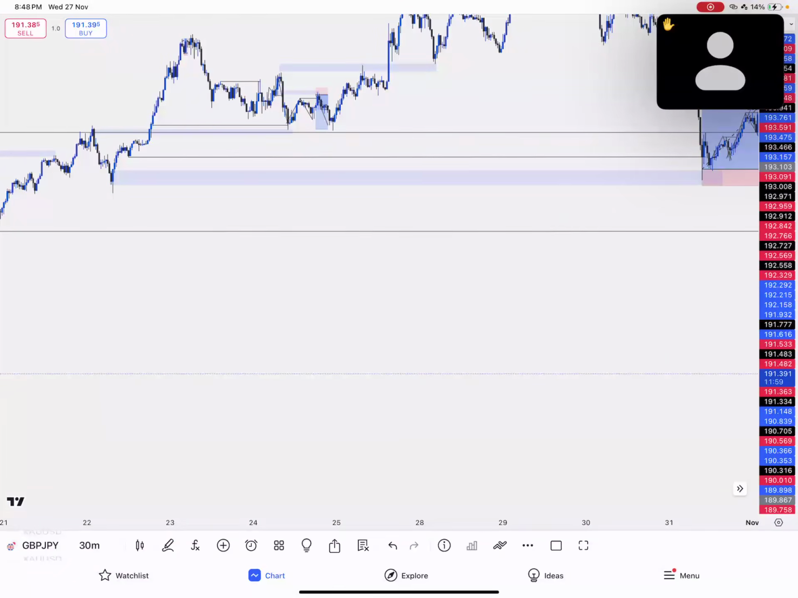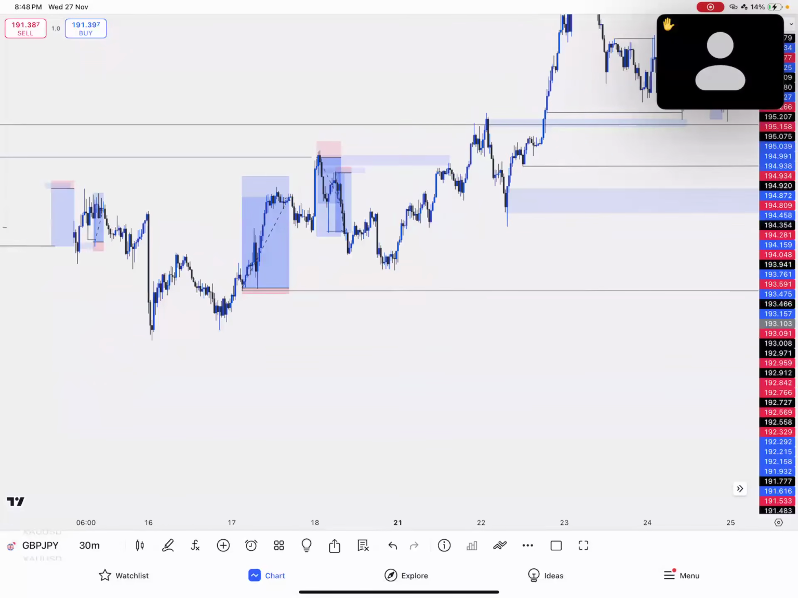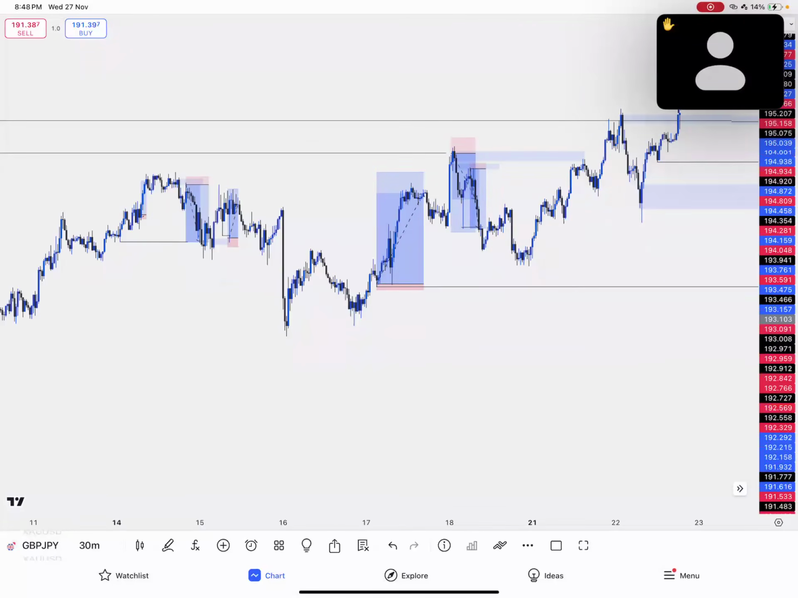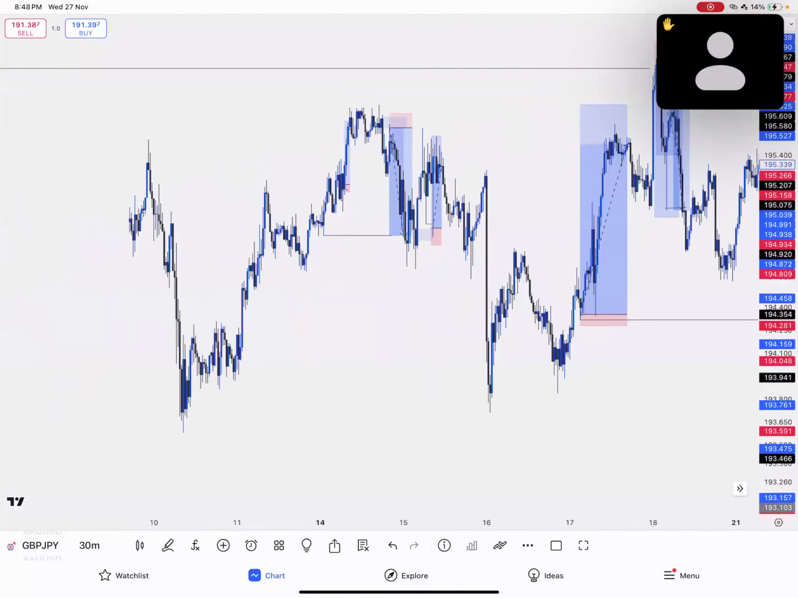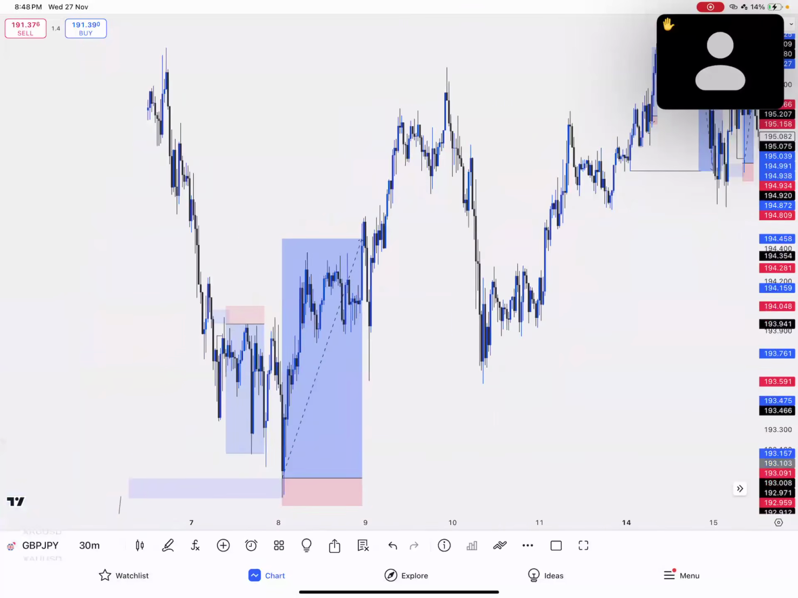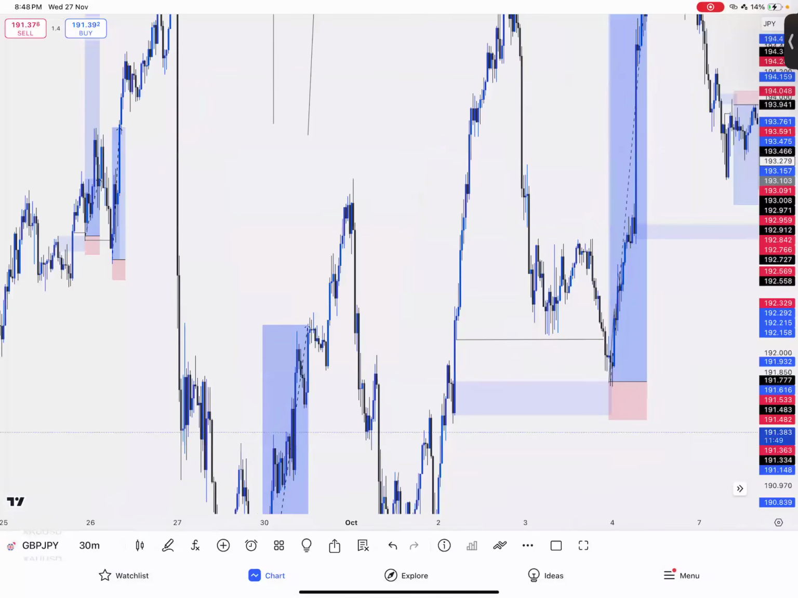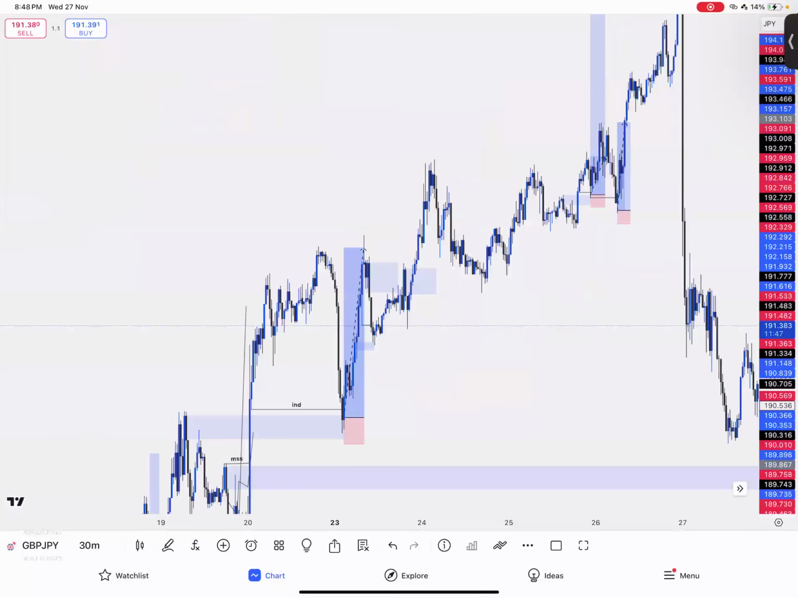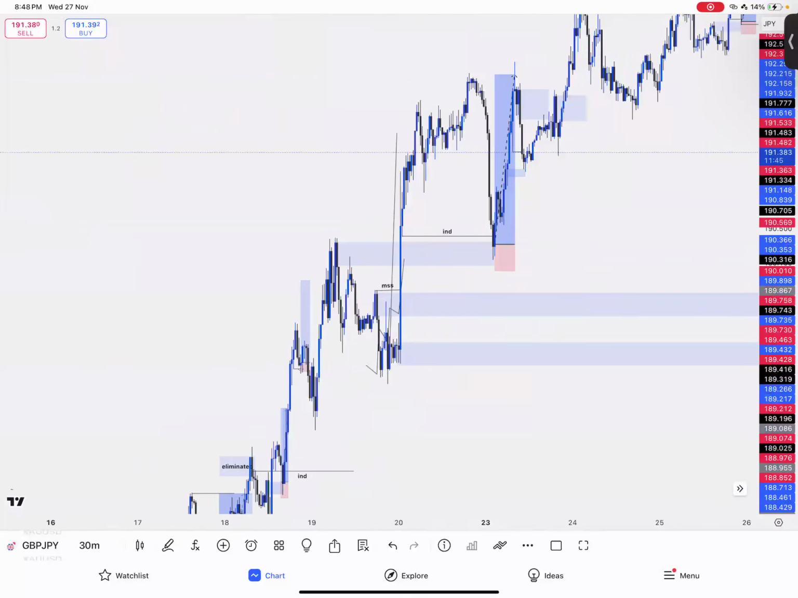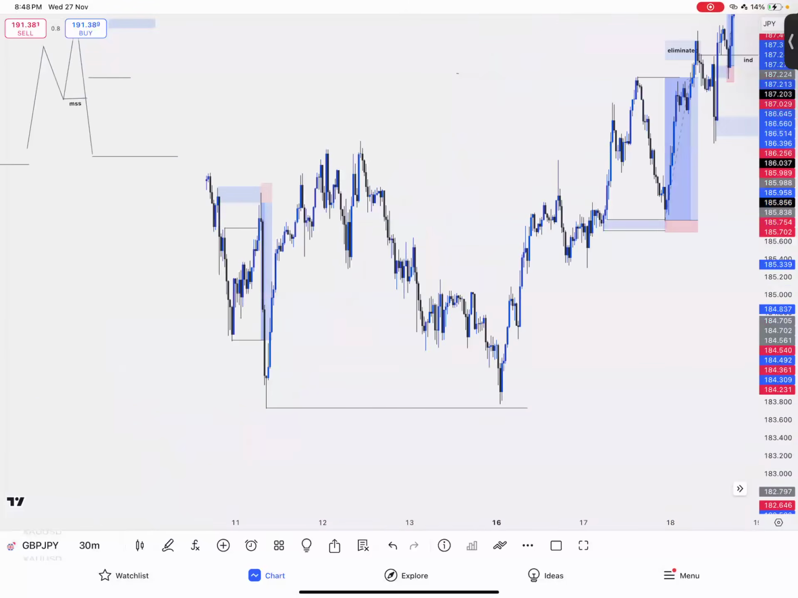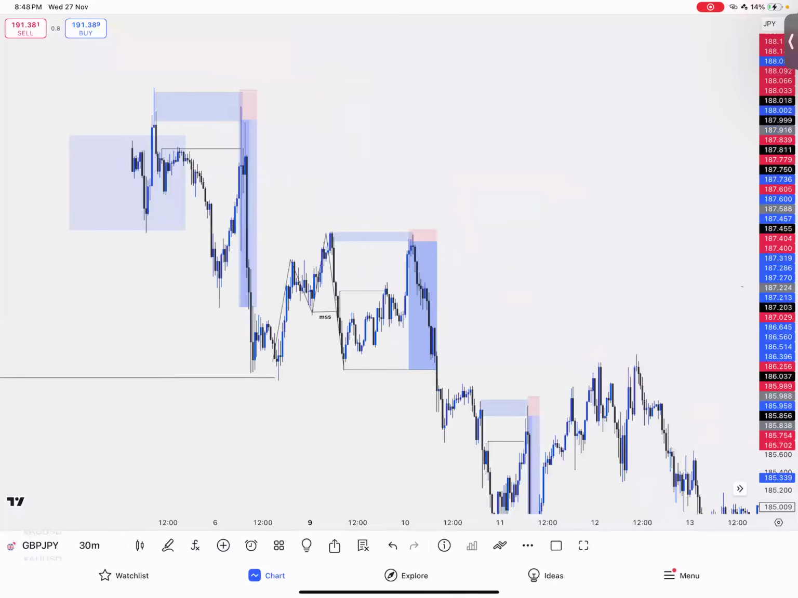Let me see if I have a chart with a market structure shift on it. For market structure shift, market will change direction to the opposite side. So if it was trending up, market will start trending down. I don't think I've taken sells in a while.